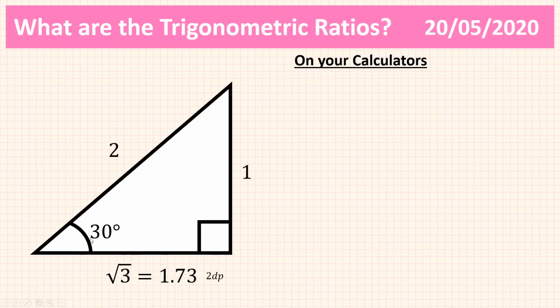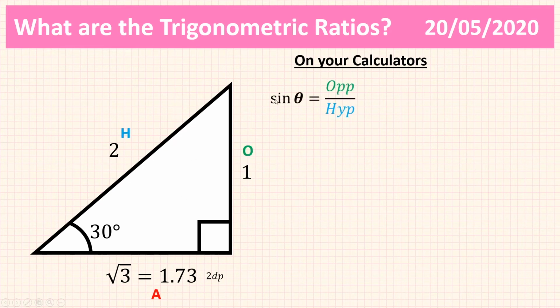So here I've got a right angle triangle. I've given you the sides. I've got 1, 2, and root 3. I've rounded root 3 to 1.73. So the first thing I'm going to do is label my triangle. So here's my right angle. That means 2 is my hypotenuse. Here's my angle. That means 1 is my opposite. And then root 3 is my remaining side, which is my adjacent. So there we go. I've labeled my triangle.